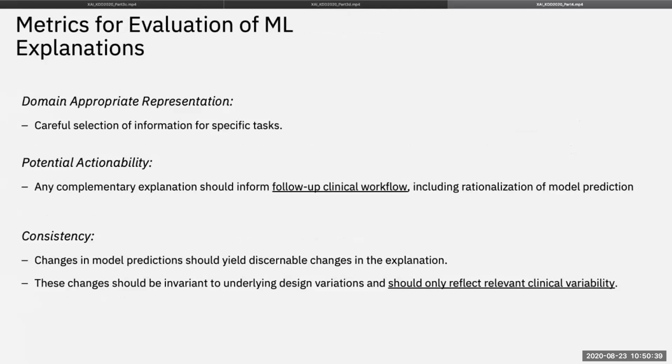How can we evaluate machine learning explanations? There could be 3 metrics. First, explanation needs to provide domain-appropriate representations. Second, it needs to inform actionable insights, such as follow-up clinical workflow, including rationalization of model prediction. Third, changes in model prediction need to reflect relevant clinical variability in explanations.